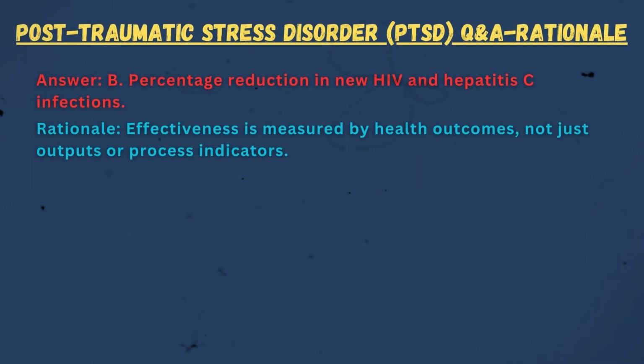Answer: B. Percentage reduction in new HIV and hepatitis C infections. Rationale: effectiveness is measured by health outcomes, not just outputs or process indicators.